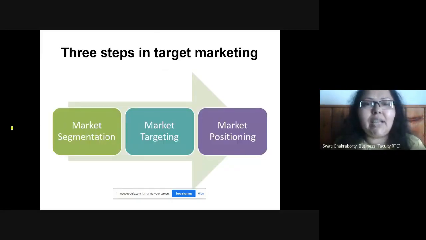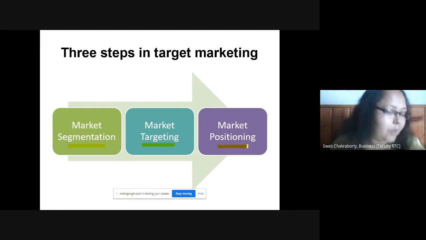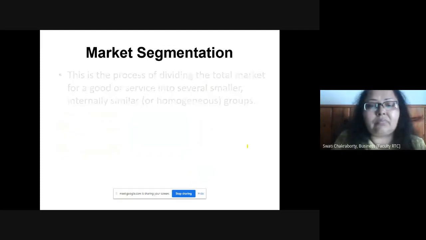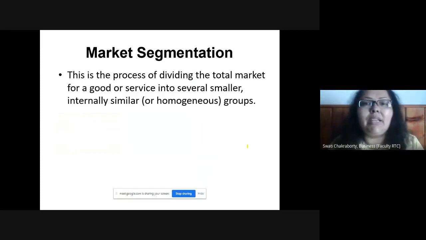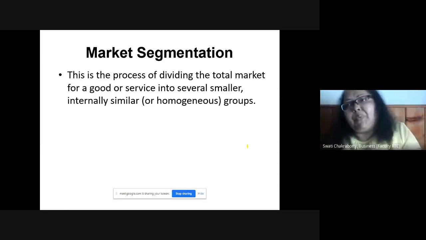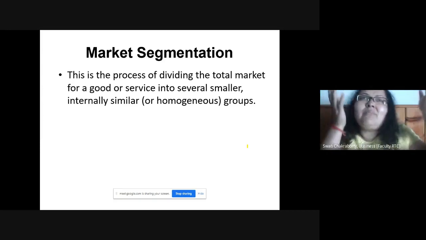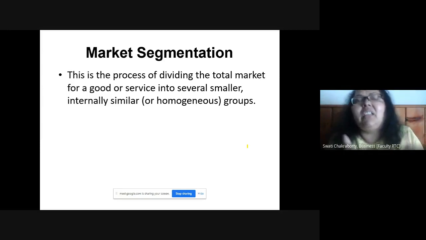Now, the three steps that we have when we talk of target marketing, there are three steps: market segmentation, target market targeting, and market proposition. Okay, now let's start with market segmentation. As I said, this is the first step where the company, the businessman, or the organization first looks into the entire market. They divide that entire market into small groups which have similar taste, similar choices based on the product or service that they want to sell.